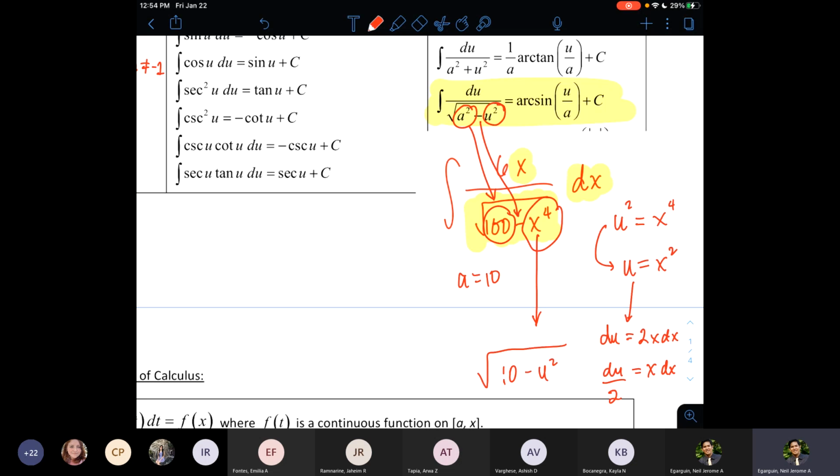But if that doesn't work, then if your denominator involves a square root, compare it with the formulas for integrals yielding inverse trig functions. Okay.